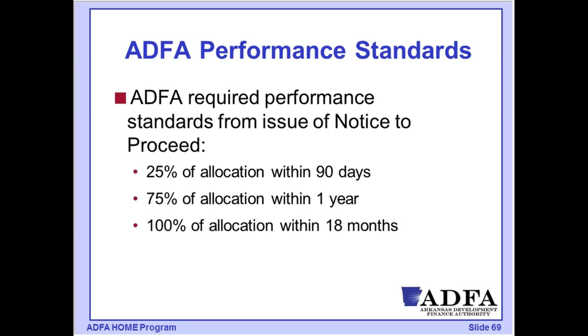So the ADFA performance standards: the count starts from the receipt of the notice to proceed that each state recipient or subrecipient would receive from ADFA. And from that point, within 90 days, 25% of the allocation needs to be expended. 75% of that allocation needs to be expended within a 1-year period, and then 100% within 18 months.